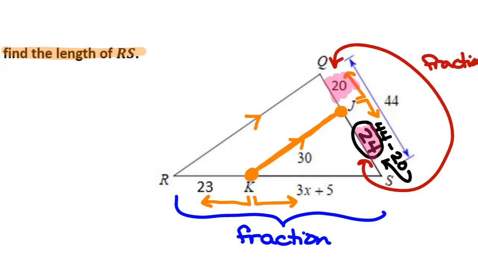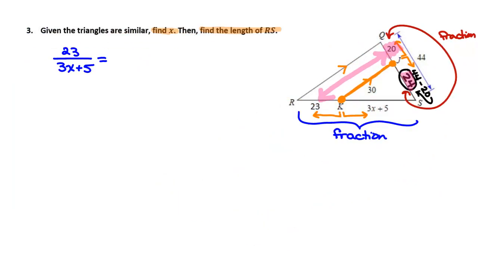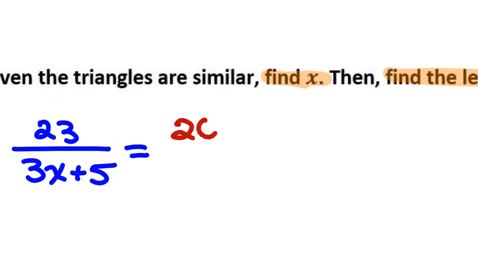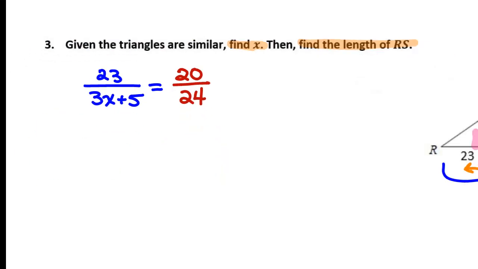23. So if 23 is on the top, and I have to make sure that my other fraction is corresponding, what should go on top of my other fraction? 20. So we'll put 20 in our numerator and 24 in our denominator. The 3x plus 5 and the 24 both came from the little triangle, and these two pieces came from these leftover little stubby pieces. So those are corresponding.